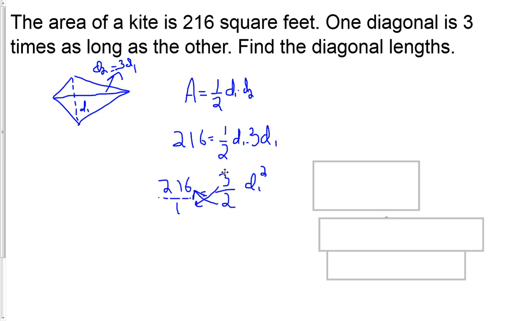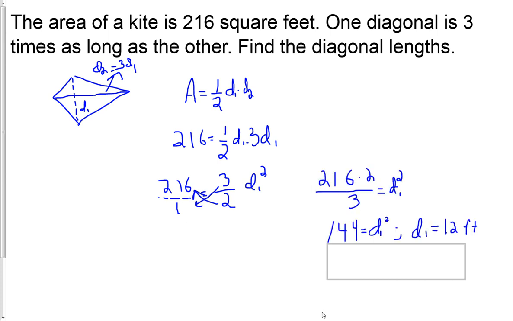But whenever I get a fraction like this, I like to just set it up as a proportion, and we're going to solve by moving everything to the left, because I have D1 squared right where I want it. I don't want that to multiply down. So multiplying 216 by 2, then dividing by 3, I get 144 is D1 squared. D sub 1 has to equal 12 then, right? Square root of 144 is 12. Plug it back in. What's 3 times 12? 36 is my other diagonal. Length is feet. Label is feet.